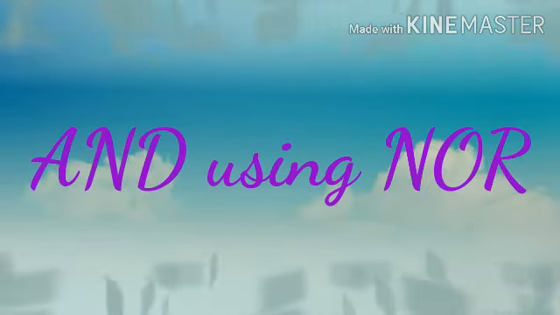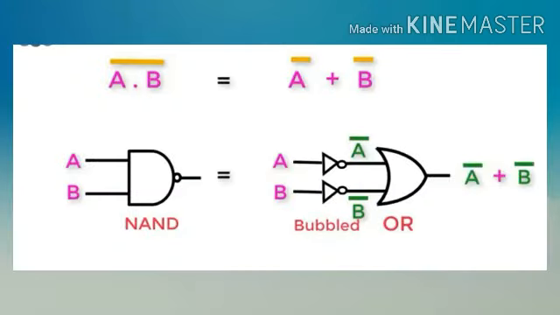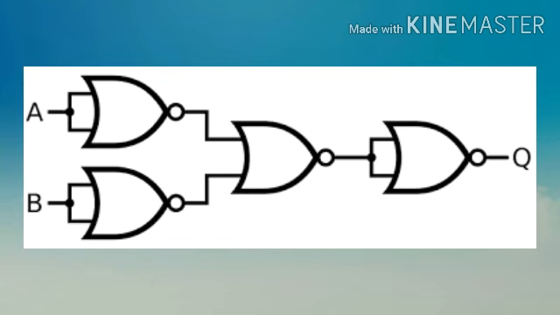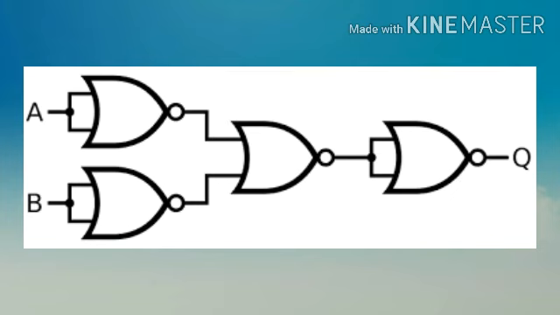Let's study AND gate using NOR gate. As we know the De Morgan's theorem, NAND gate is equivalent to bubbled OR gate. So here we have to use two NOT gates using NOR gate, and again to that we have to use OR gate using NOR gate. In this way we get NAND gate using NOR gate.